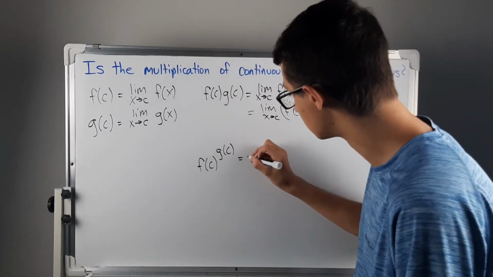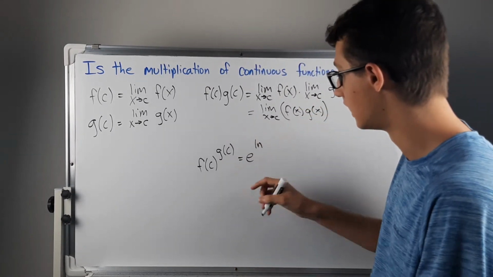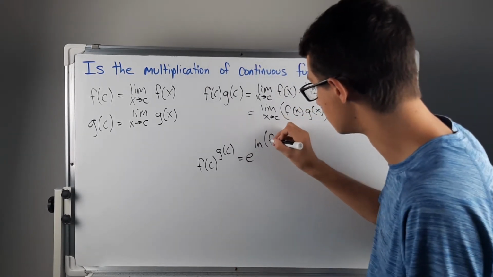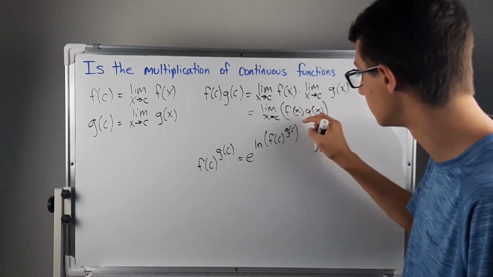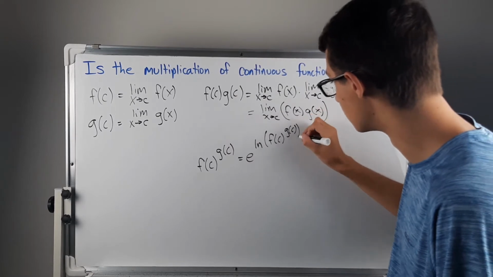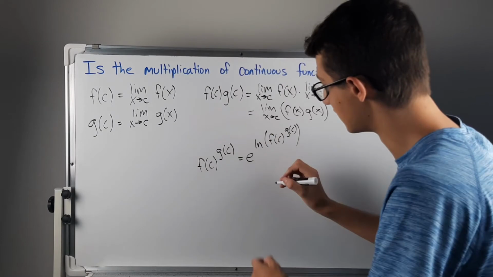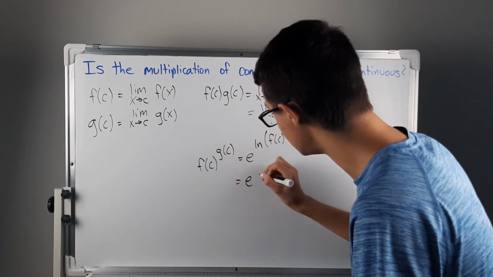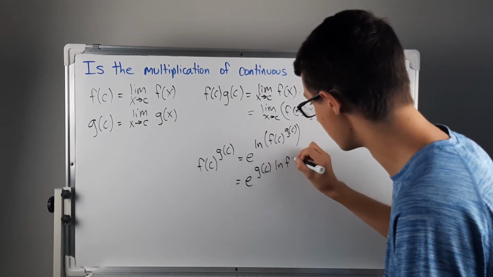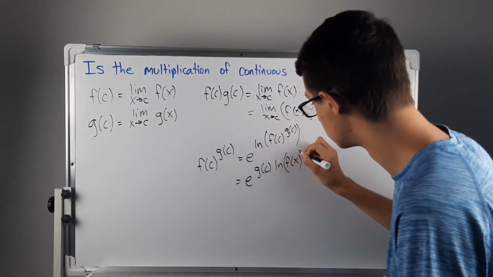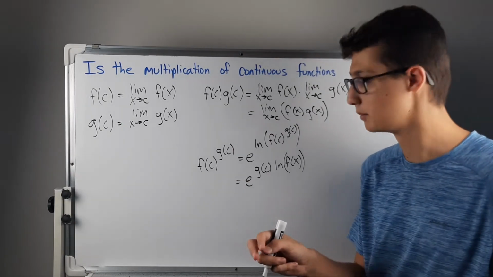You can show that it's going to be e to the natural log, because those cancel each other out, of f of c to the g of c. And using properties of exponents and logarithms, what we can do is actually multiply this g of c out front. So what we get is e to the g of c times the natural log of f of x. And so now we can actually figure it out from here.